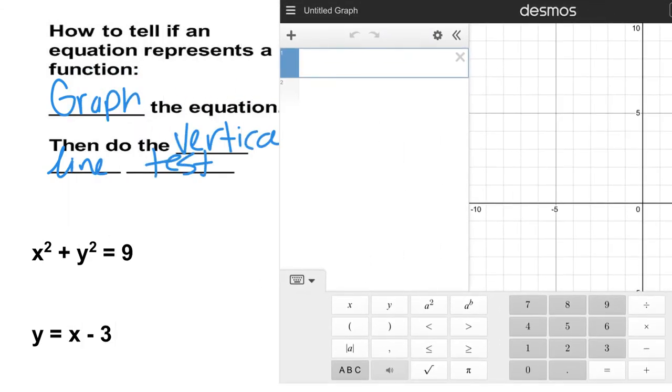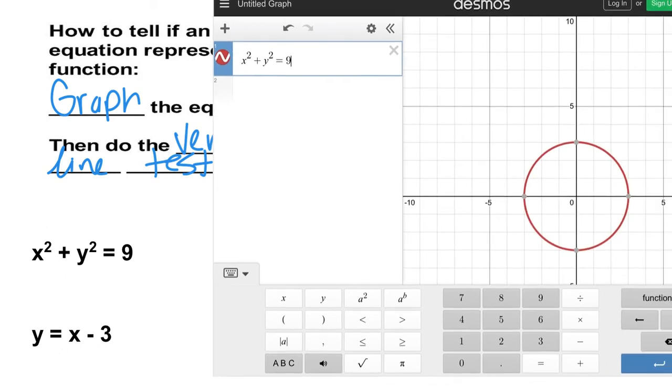So if I wanted to graph this first one, x squared plus y squared equals 9, the graph creates a circle. So I would do the vertical line test on this circle to see if it is or is not a function. And I know that if I drew a line through this, it would touch twice. So this is not.